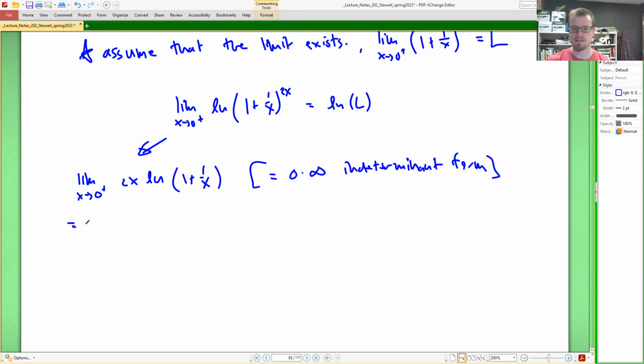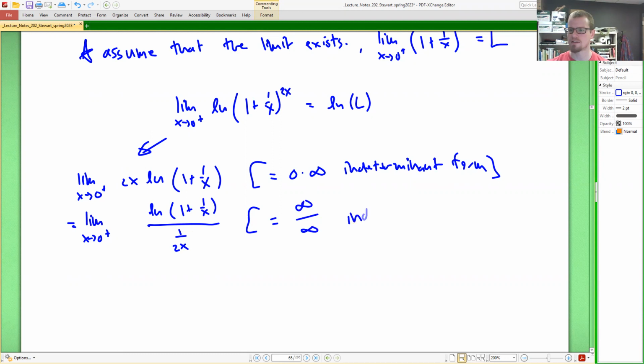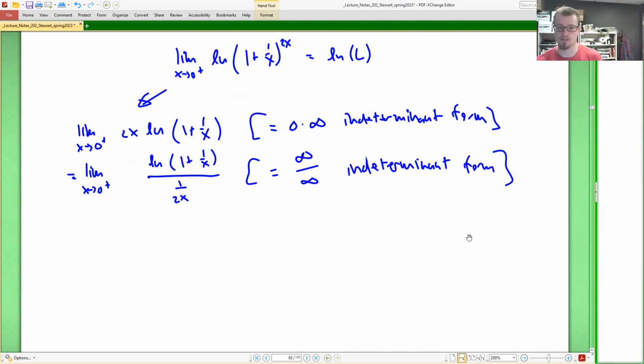So this limit is equal to the limit as x goes to 0 from the positive side. We're going to cleverly rewrite 2x as division by 1 over 2x. So natural log of 1 plus 1 over x divided by 1 over 2x. And this gives us the indeterminate form of infinity over infinity. So that's wonderful because now I can apply L'Hopital's rule.